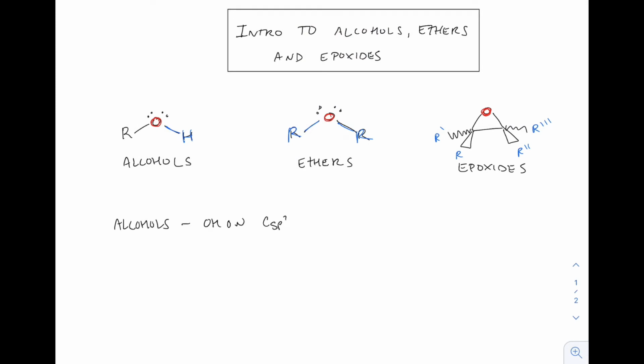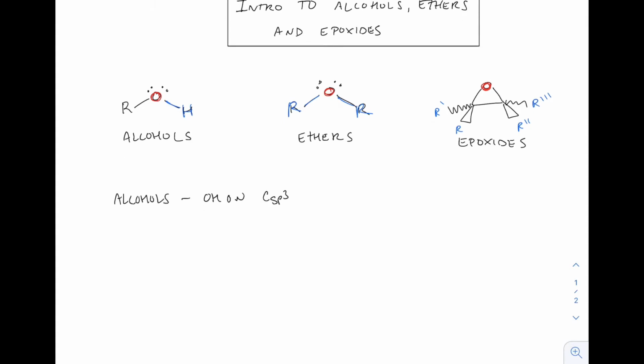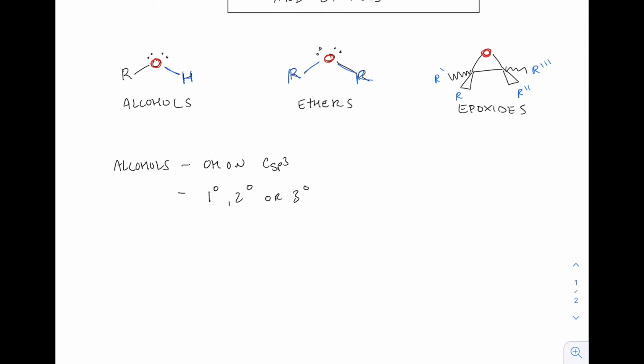So alcohols, we obviously have that OH group on a CsP3 carbon. That's what that R group represents. You can have a primary, secondary, or tertiary alcohol, as we've seen in the previous chapters, right? Same with alkyl halides, etc. And so here's an example of a primary alcohol, and then a secondary alcohol, and then a tertiary alcohol.